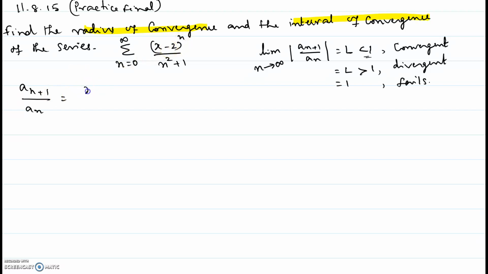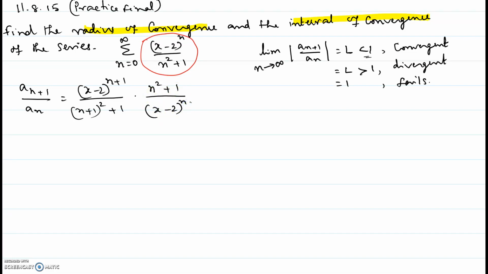Here n must be replaced by n plus 1. So (x minus 2) to the power n plus 1 over (n plus 1) the whole squared plus 1, divided by a(n). The a(n) is only this part. Because it is divided by a(n), we will flip and multiply. So it is n squared plus 1 divided by (x minus 2) to the power n. We'll simplify this expression. (x minus 2) to the power n plus 1 over (x minus 2) to the power n gives us x minus 2 on top. Then we will write the expression as x minus 2 times n squared plus 1 over (n plus 1) the whole squared plus 1.